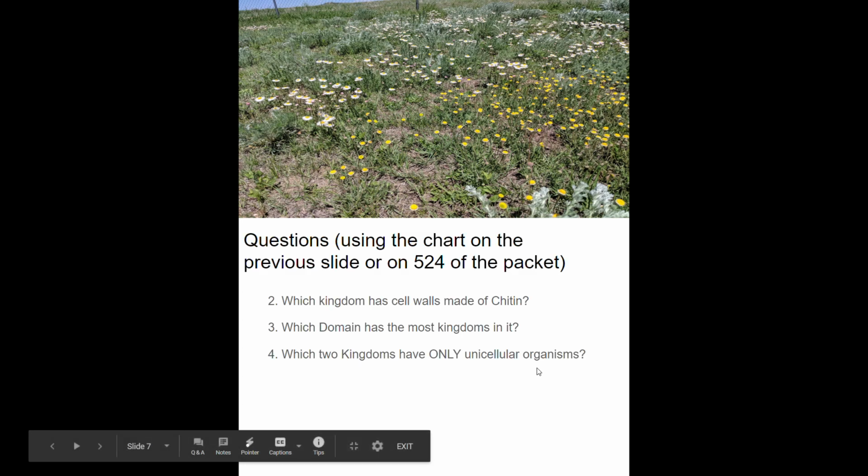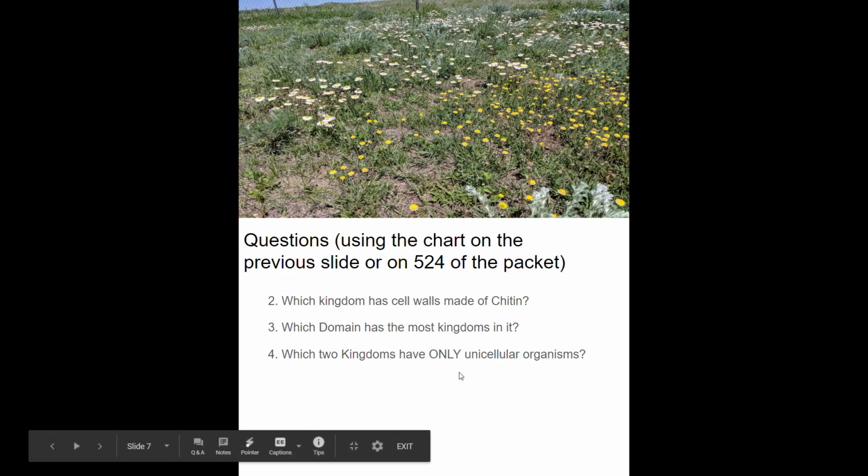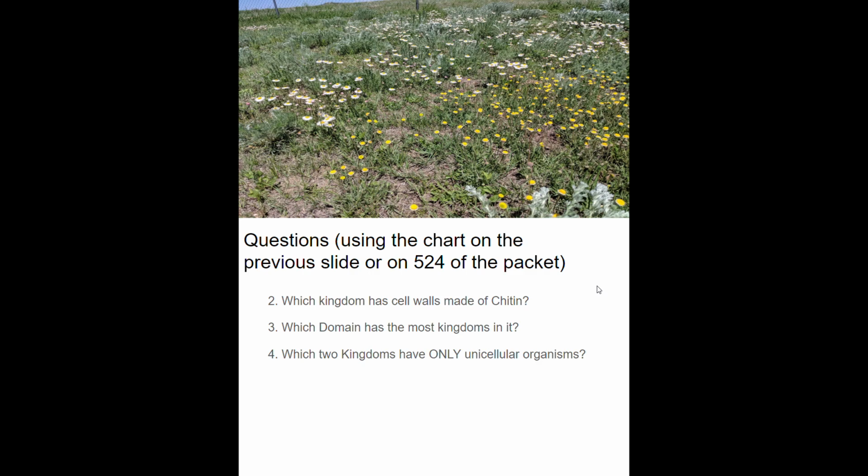And which two kingdoms have only unicellular organisms? So you're going to look at the 6 kingdoms, not 2. And you're going to find the ones with only unicellular organisms. Please do that now. Take a moment, pause the video if you need to, and then we're going to move on.